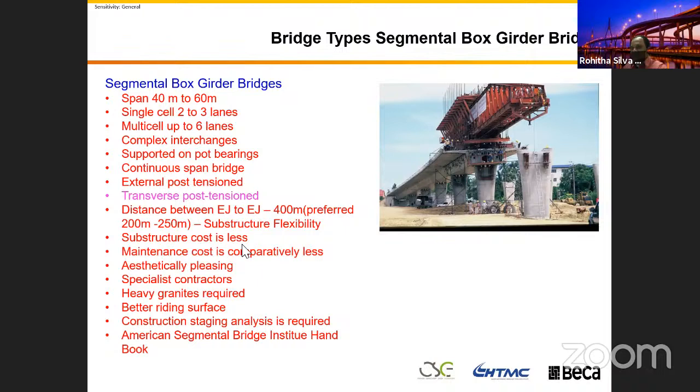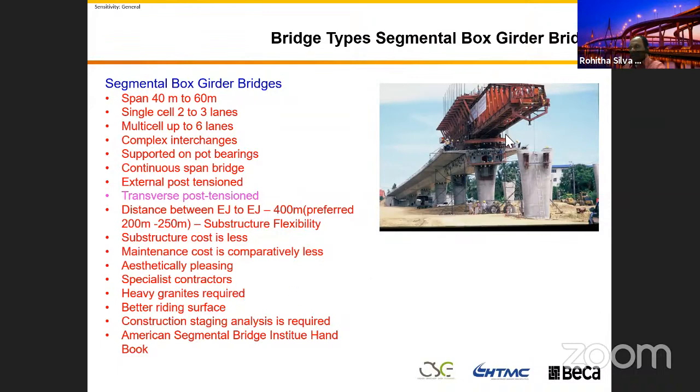The substructure cost is less. You saw that one. This one has no cross head, no pier cap, only pile, column, and the box. The maintenance cost is comparatively less because you only have the bearing in here to maintain. These span-by-span placed bridges look very nice, and you need specialist contractors. Not everyone can build, and these gantries are expensive. You need to hire them. There are places you can hire these gantries, and you need a specialist contractor.